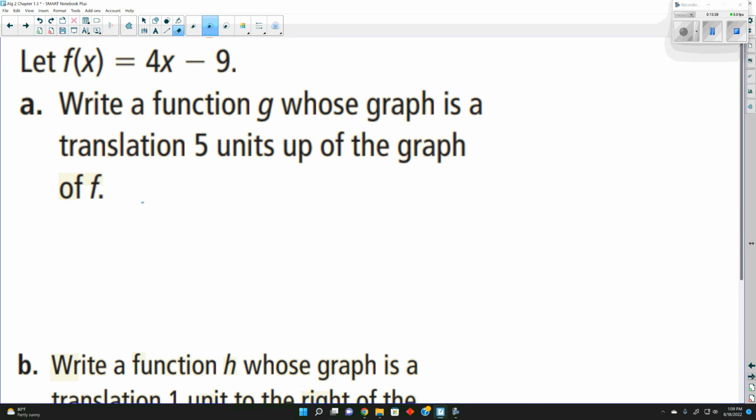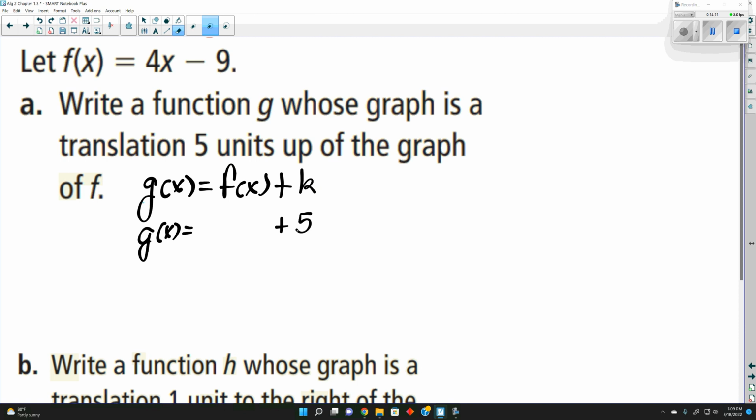Are you ready for this one? Yes? For this one here, we're moving it 5 units up. So the function g, g of x is equal to f of x plus k. Now our value of k in this case is plus 5. We know it's going to be positive because we're moving up, and we have the 5, because that's the amount of units that we're moving.